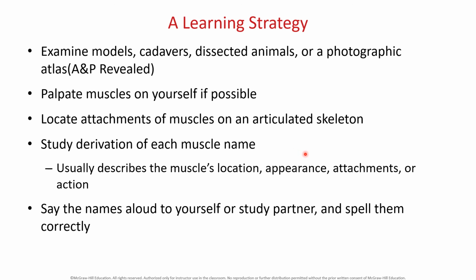Study where the muscle's name is derived from. It usually describes the muscle's location, appearance, attachments, or action. And then you can say the names out loud to yourself or to a study partner, and you can work on spelling them correctly as well.